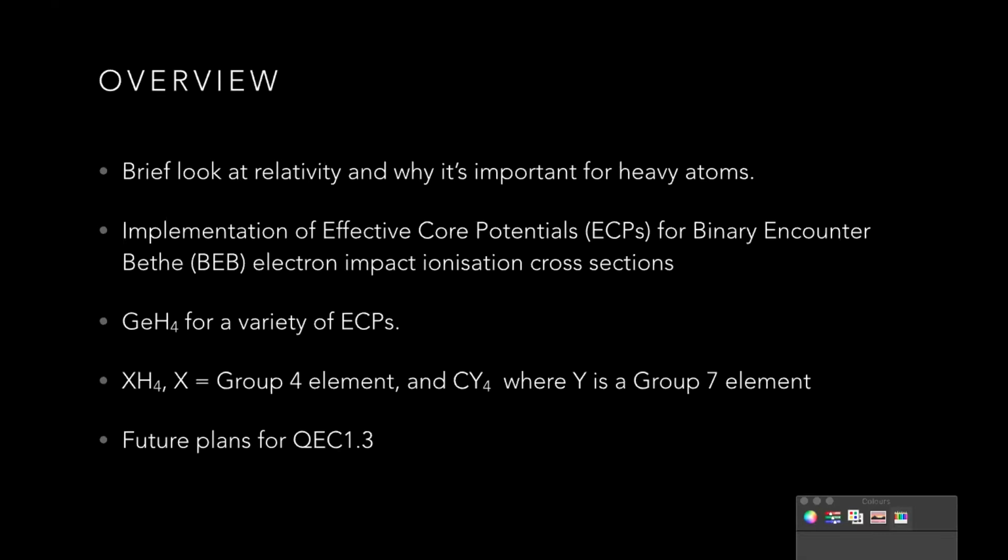And we've implemented this in QEC 1.2 for binary Bethe encounter cross sections for electron impact ionization. So we're going to look at germanium hydride at a variety of ECPs, and then look at various other series of molecules and see how this is affecting BEB cross sections. And then I'm briefly going to go through the plans of what we are going to put in QEC 1.3.